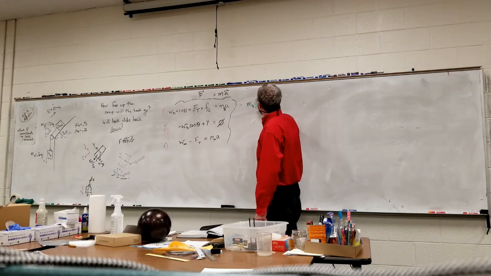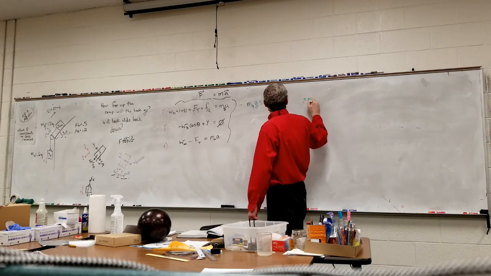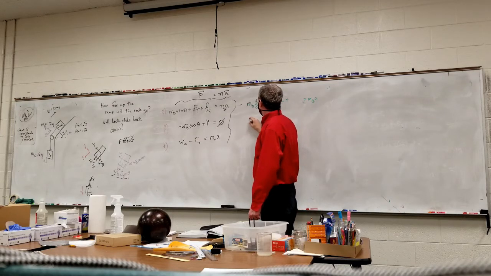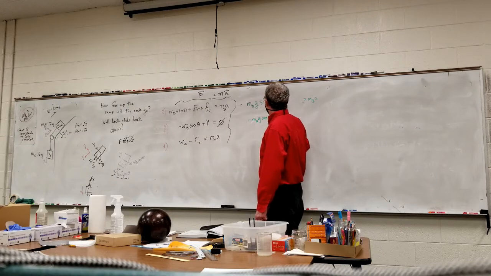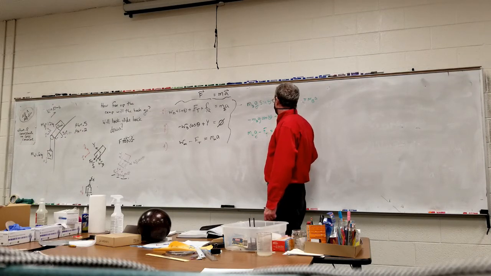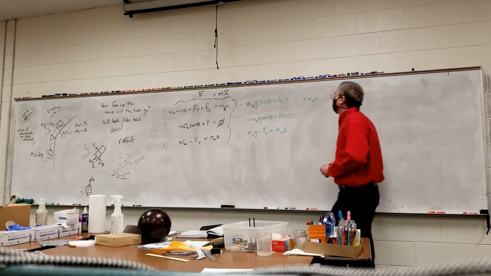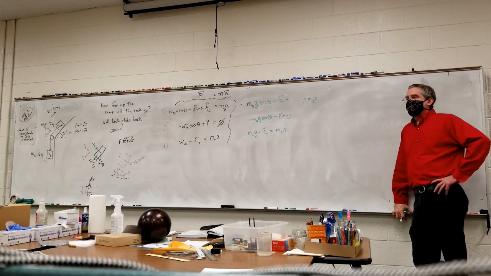MBG sine theta plus FT equals MBA. Negative MBG cosine theta plus Y equals 0, and MAG minus FT is equal to MA. Obviously, I left a gap there.